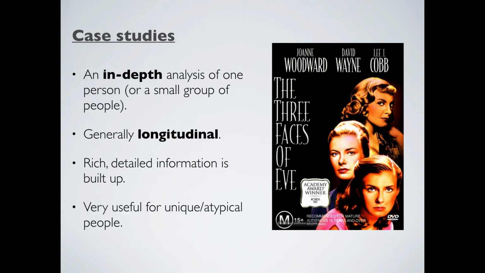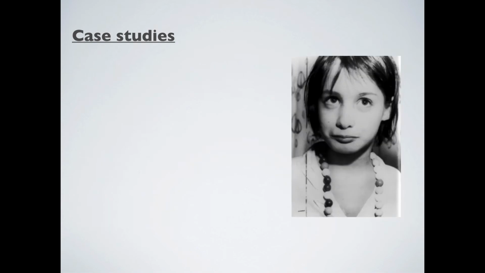Case studies, generally we use them for unique people, people that have bizarre disorders, things that have never been seen before, perhaps only one or two people have ever had them. Or we might use them for atypical people as well, people that are on the fringes of society, people that we're really interested in. We don't tend to use case studies for your regular run-of-the-mill people. We tend to reserve that for the unique people like Eve Black, Eve White on the right-hand side here.